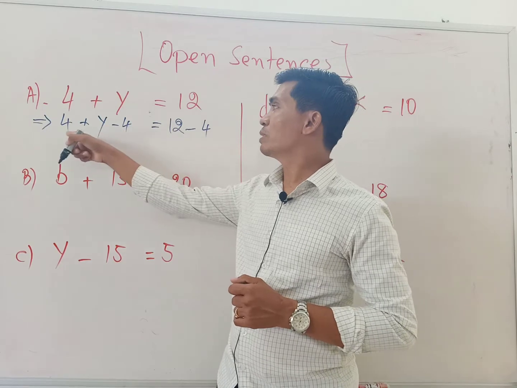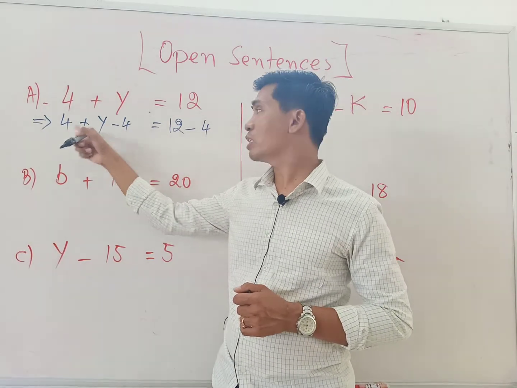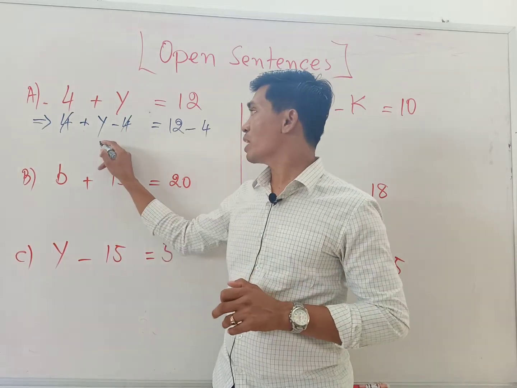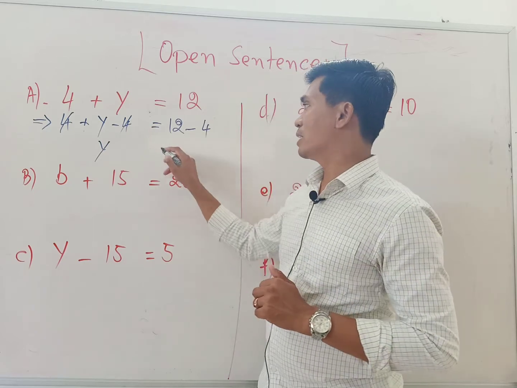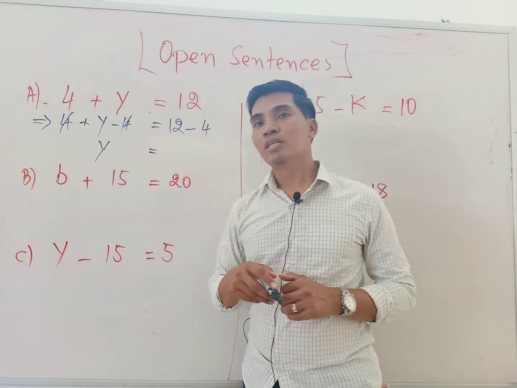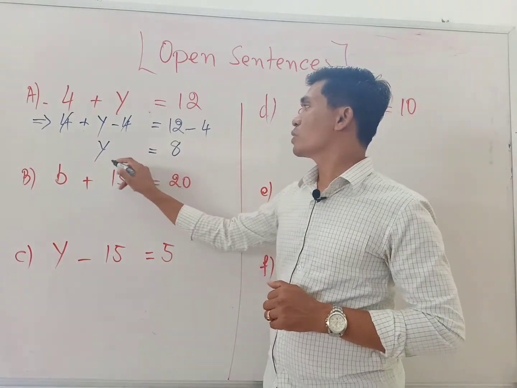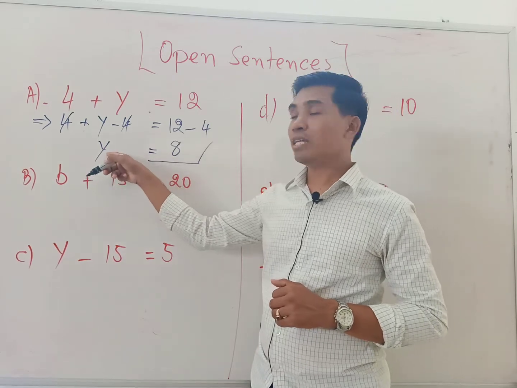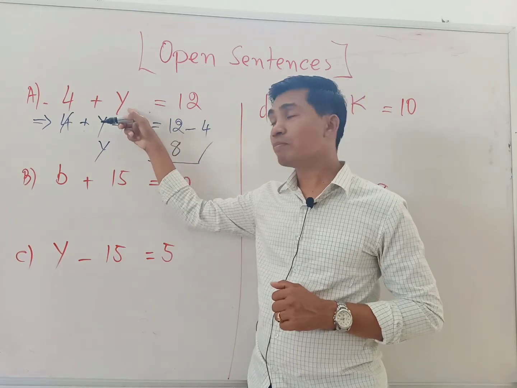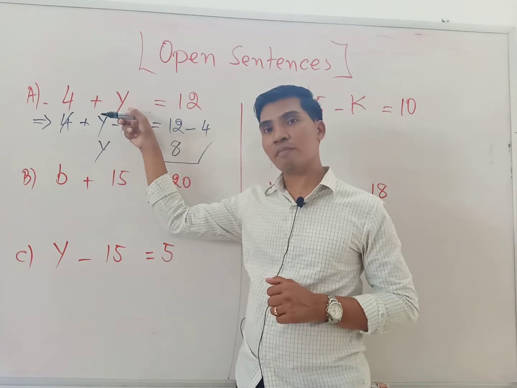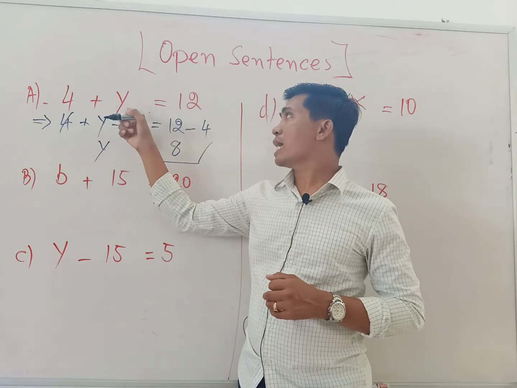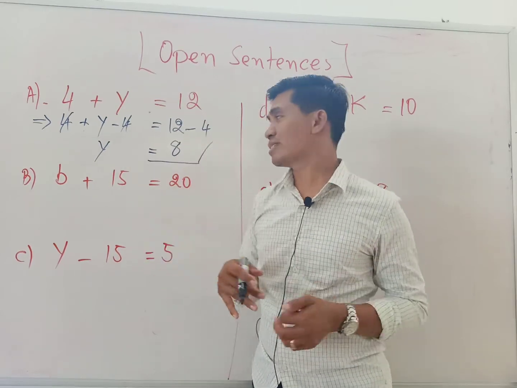the positive 4 and negative 4, you remove them. So it becomes 0, and this part we have only y. Now calculate this one, 12 minus 4. So 12 minus 4 is 8. So we see that y equals 8. When you replace y with 8, 4 plus 8, because y's value is 8, 4 plus 8 is 12. That's it.